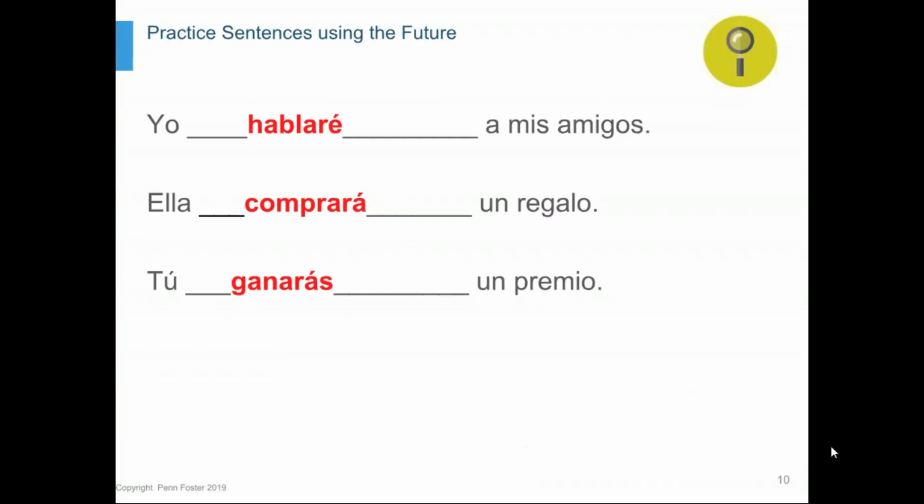All right, on this slide, you see a few examples of regular future tense conjugations. The verb hablar, to speak. So it says, I will speak to my friends. The verb comprar, to buy. She will buy a gift. And the verb ganar, to win. You will win a prize. If you notice, all of those verbs are AR verbs, but they all have the AR still attached. So the future endings that we saw on the chart on the previous slide have been attached to the infinitive, and therefore the future conjugations come about that way.